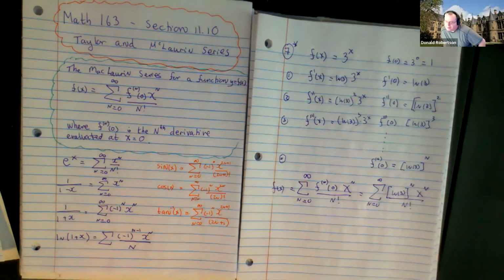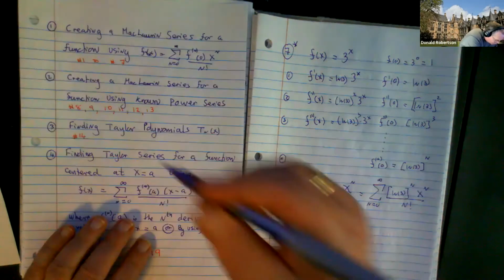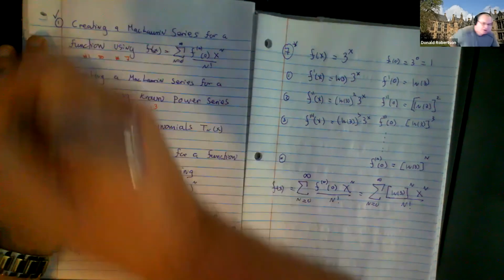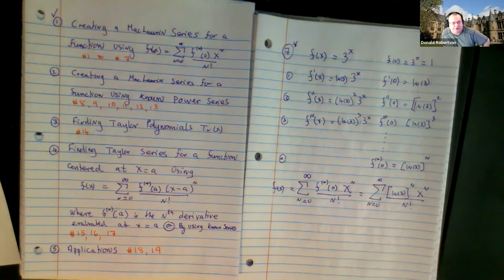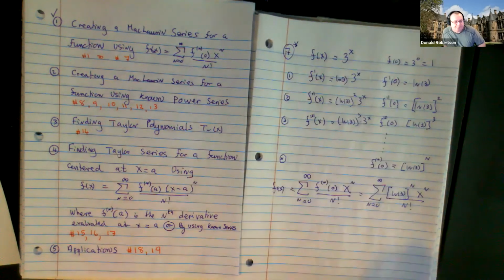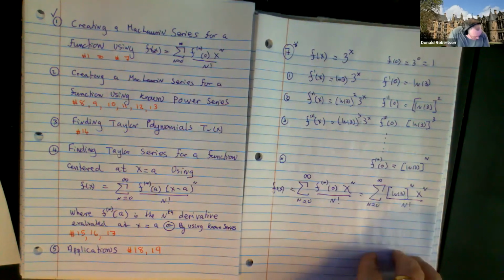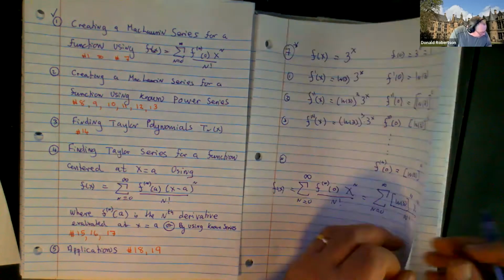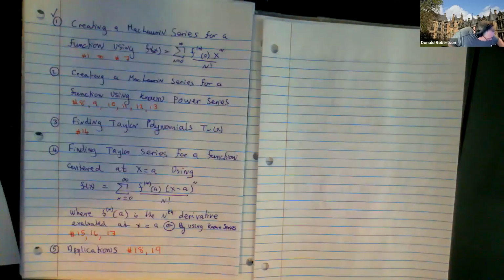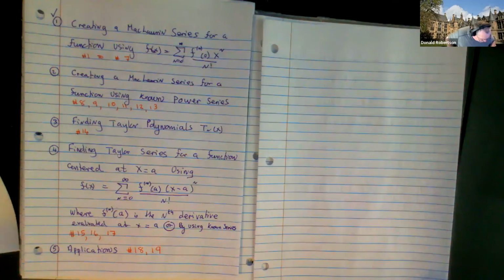Are we comfortable with that one? That is pretty much us done. All I want to do on getting Maclaurin series from scratch, right? Doing it this way, this is from scratch. The next bunch of questions, which are 8 to 13, and we've done some of them, I just want to do some more, is create a Maclaurin series for a function, but using known power series. And these are questions 8 to 13.